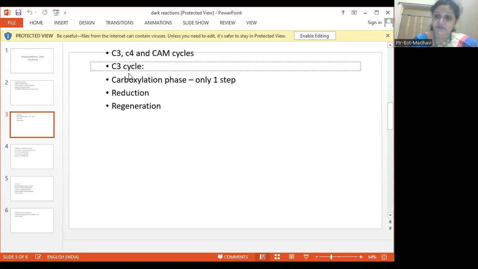Now comes the first one, the C3 cycle. C3 cycle occurs in mesophytic plants, and in most plants the C3 cycle of photosynthesis occurs. Why do we call it the C3 cycle, otherwise the Melvin-Calvin cycle, otherwise the Calvin cycle? This was first discovered by Melvin Calvin. Usually we call it the Calvin cycle, otherwise the C3 cycle. The C3 name came based on the first stable compound formed in this cycle. That is a 3-carbon compound called phosphoglyceric acid, PGA. Based on this, the cycle got the name C3 cycle.